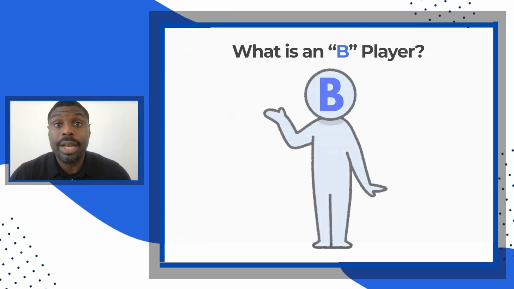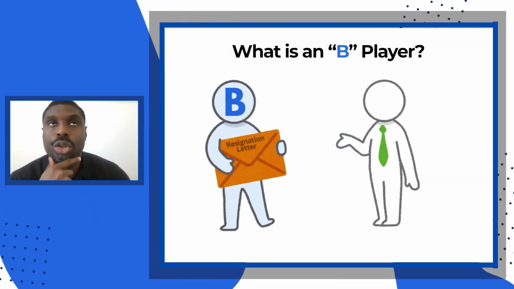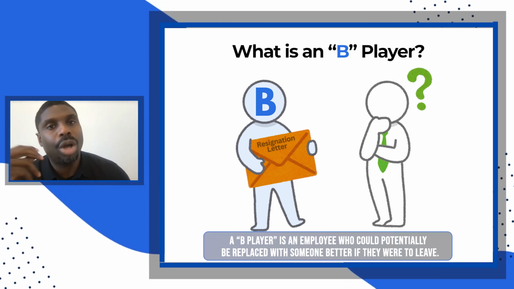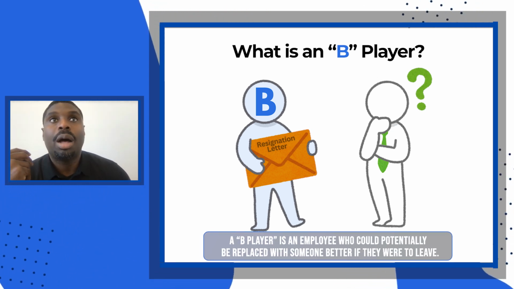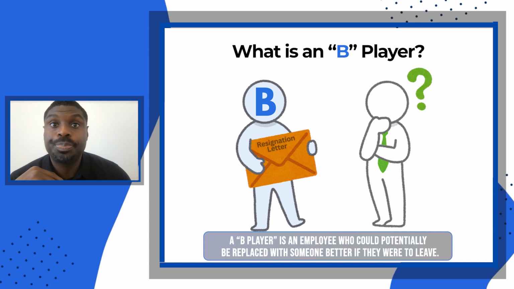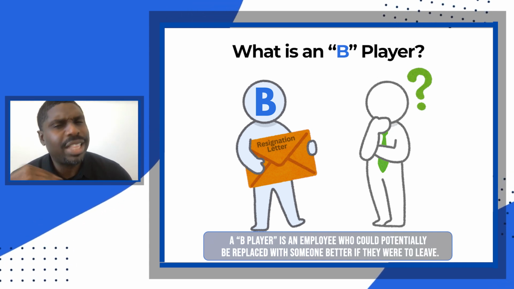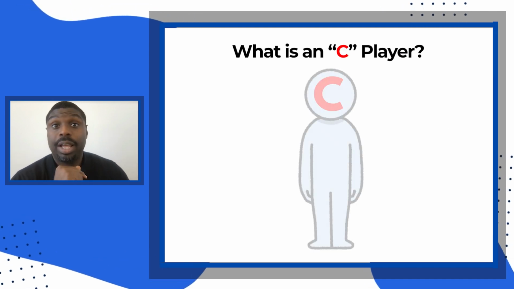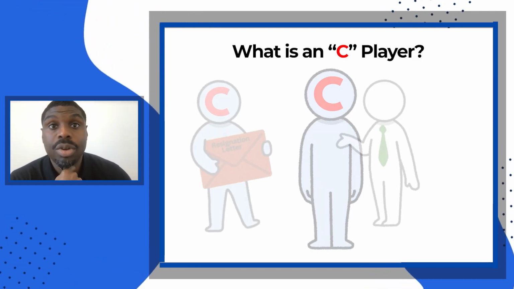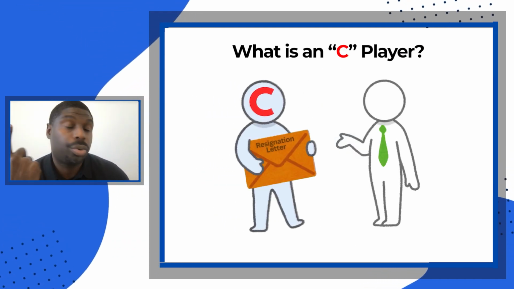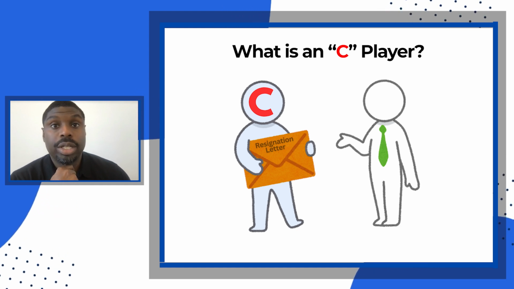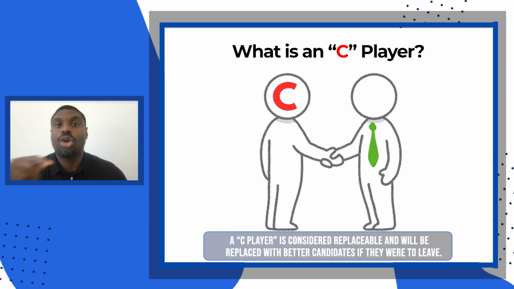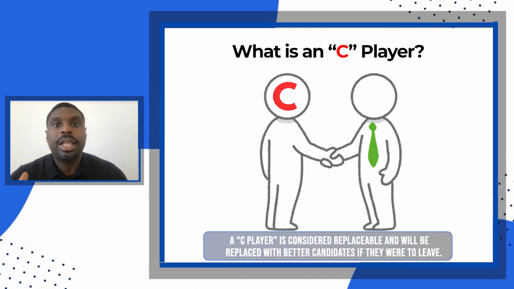A B player is somebody who, if they came in and gave you their resignation, you would say, I really don't want them to leave, but I probably could find somebody who could replace them, maybe even somebody better. You got that response? That person is a B player. A C player is somebody who comes in and gives their letter of resignation, and you say, "Oof, I was going to have to fire that person anyway. So I'm glad for their resignation. As a matter of fact, I know for sure I could find somebody better than them."